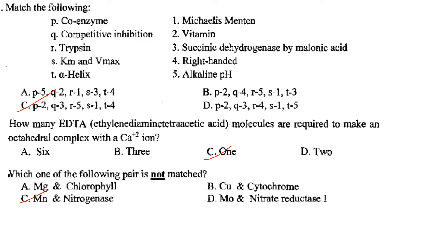How many EDTA molecules are required to make an octahedral complex with Ca2+ ion? So only one EDTA molecule is required to make an octahedral complex with a Ca2+ ion. Then which one of the following pairs is not matched? Magnesium and chlorophyll, copper and cytochrome, manganese and nitrogenase, molybdenum and nitrate reductase. So it is manganese and nitrogenase. It is not manganese, it is molybdenum and nitrogenase.